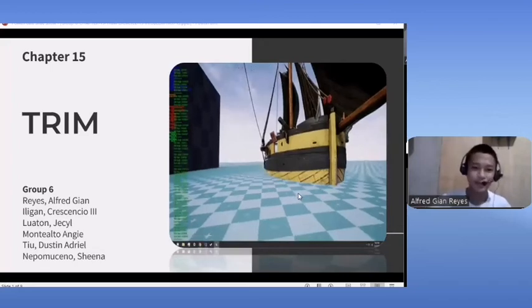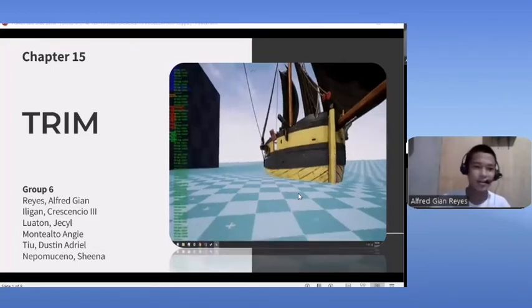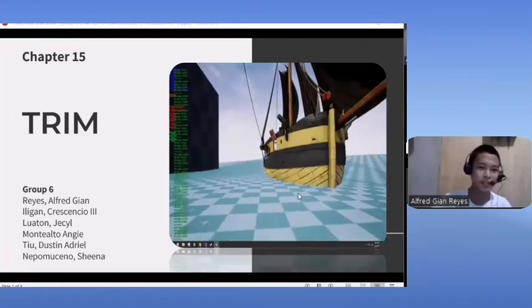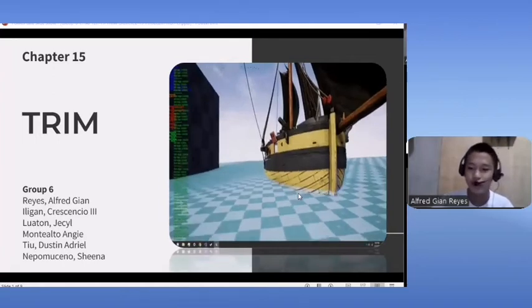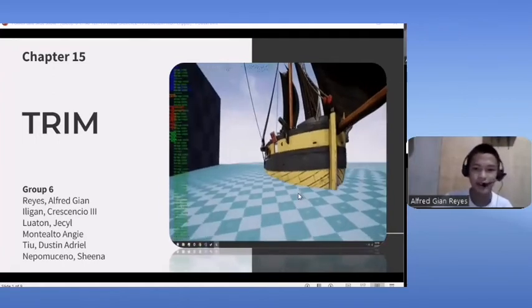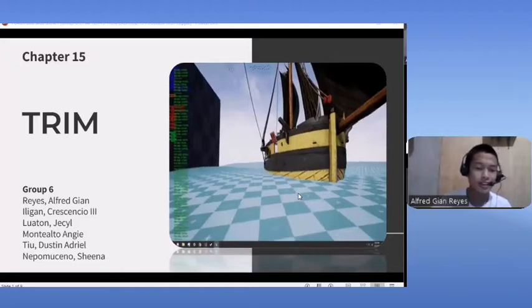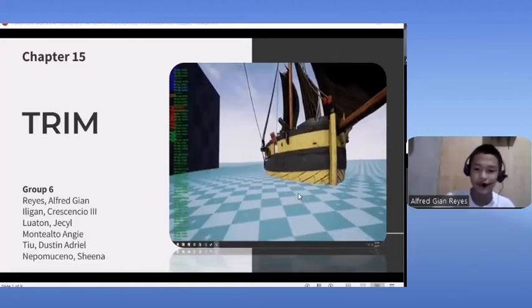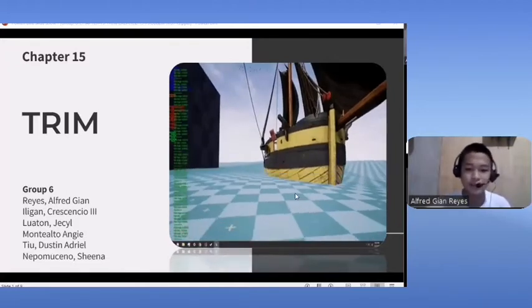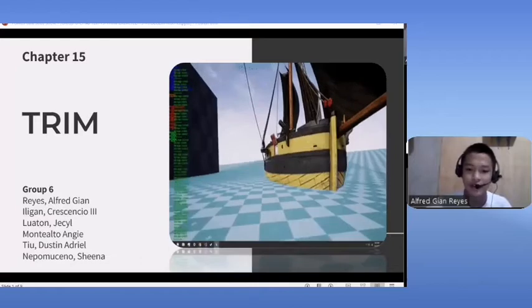Good day, everyone. We are Group 6, and our report will be about Chapter 15, Trim. We're going to solve and learn how to get the new draft by applying such calculation. But first, let's have our objectives.